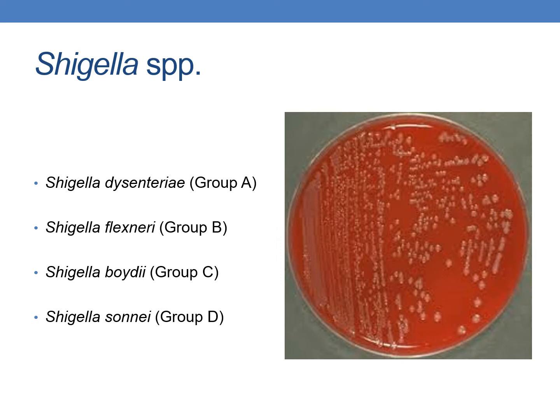Then we have Shigella flexneri, which is group B Shigella. This is the second most common Shigella isolated in the United States. Then we have Shigella boydii, which is known as group C Shigella. And finally, we have the most common Shigella isolated in the United States, which is Shigella sonnei, which is also known as group D Shigella. Now, Shigella dysenteriae, flexneri, and boydii are all identical except serologically. Okay, Shigella sonnei, on the other hand, is unique because it's ODC positive and ONPG positive.